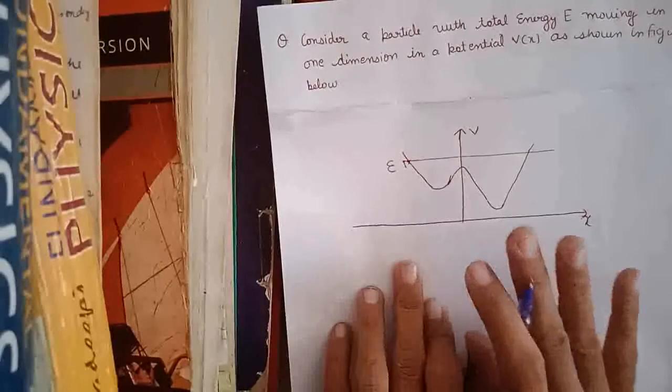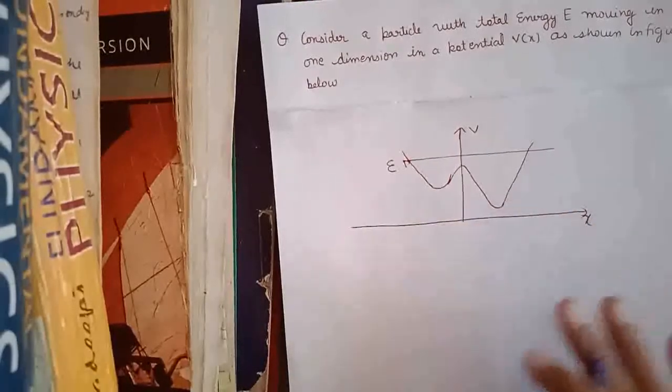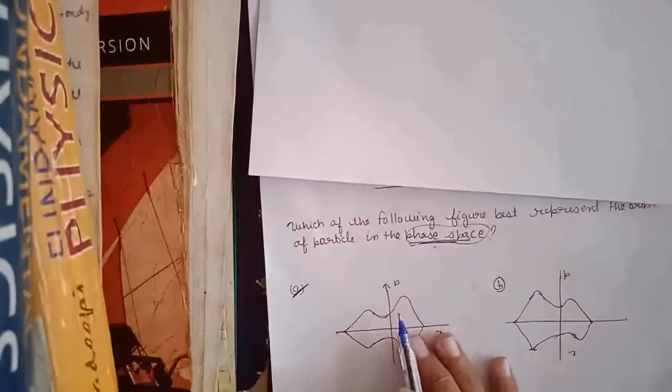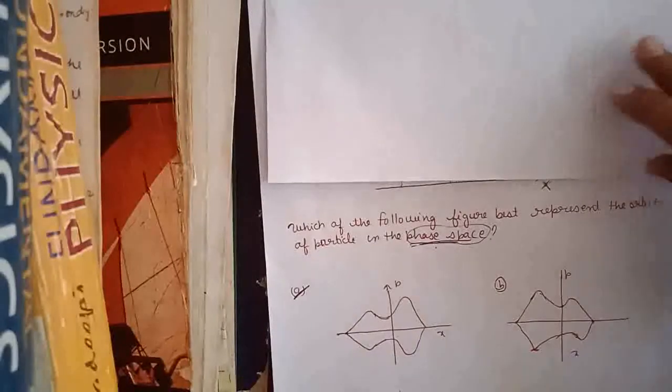So what is asked in the question? It is asked which of the following figures represents the orbit of the particle in phase space. Some figures are given to us, and from these figures we need to find out what can be the orbit of the particle in phase space. So to draw the orbit of a particle in phase space, what do we need to do?